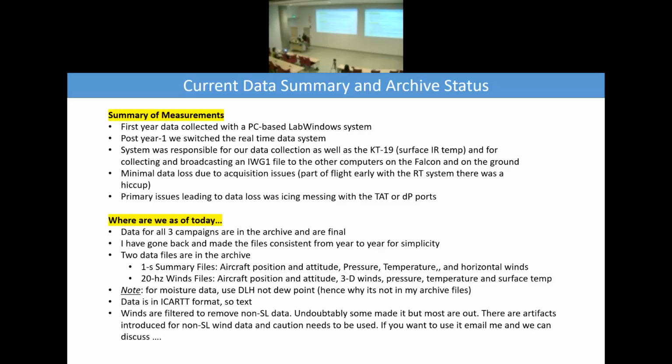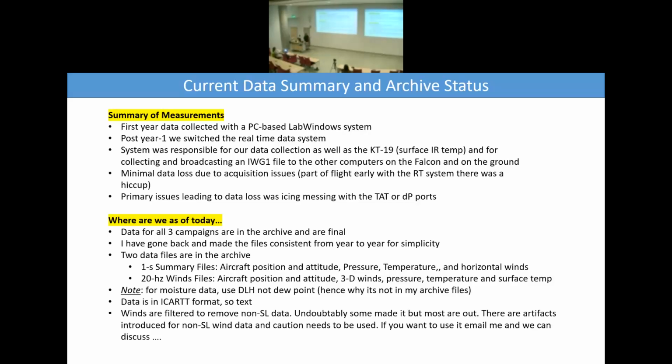There's two types of files in our archive. There's summary files. There's 1 hertz, which approximates a lot of what would come down in the IWG1 data, but it's actually been corrected and looked at. It's where the aircraft altitude, lat long, pressure, temperature, horizontal winds are. There's no vertical winds in the 1 second data, because that number would be pretty much zero. There's also 20 hertz wind data, so you get the faster response. Pressure, temperature, winds, everything's in there. Surface temperature.